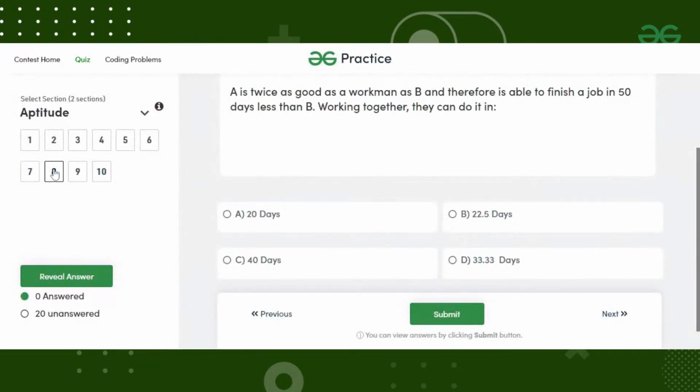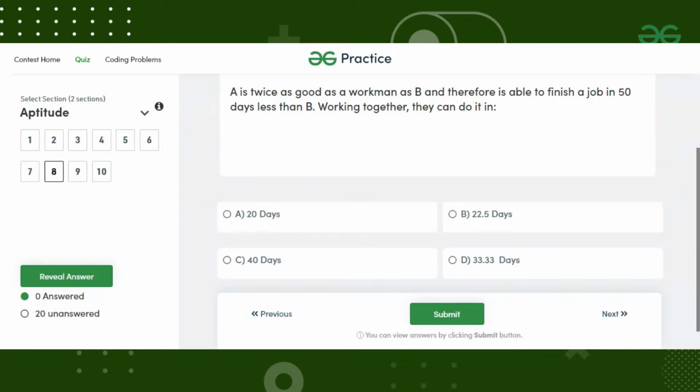The next question that we have is, A is twice as good a workman as B and therefore is able to finish a job in 50 days less than B. Working together, they can do it in, again, a question revolving around the same concept. So what we need to do is, let us say B is finishing in X days. It is written that A is twice as good, right? So for A, we will have the value X by 2, right? And it is also written that the difference in the number of days is 50, that is X by 2 is X minus 50, right? So this is the one equation. When you solve the equation, you will get the value of X as 100.